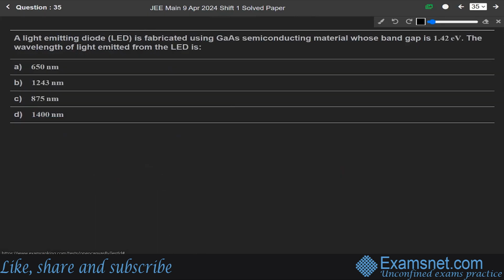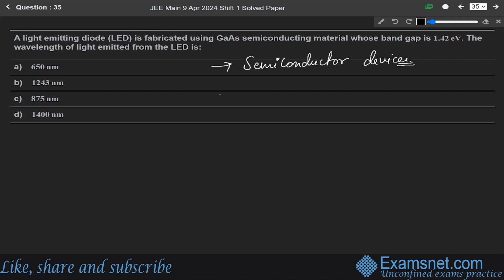Okay, now next question 35. A light emitting diode LED is fabricated using GaAs, gallium arsenide semiconducting material whose band gap is 1.42 electron volt. The wavelength of the light emitted from the LED is, okay. So this question is from the chapter of semiconductor devices. We have to find the wavelength of the light emitted from the LED.